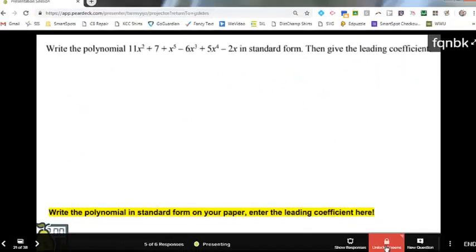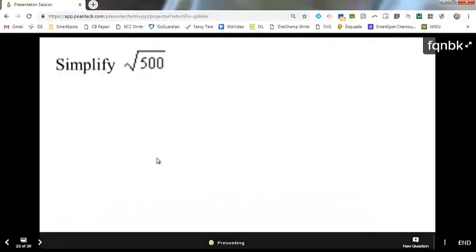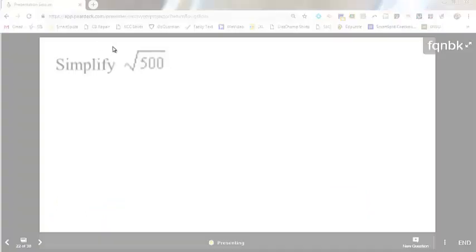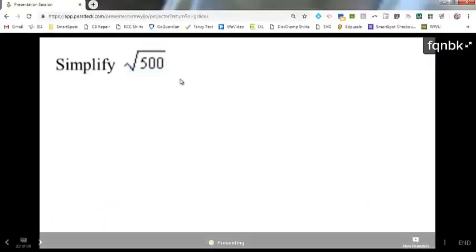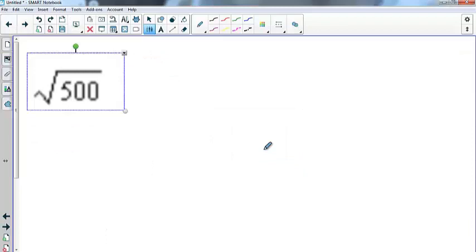Okay, on this one, simplify. We've been working on these for a while, so we should be getting them right. How do I simplify this? What do I have to do? That one is not 50. What do I have to do?